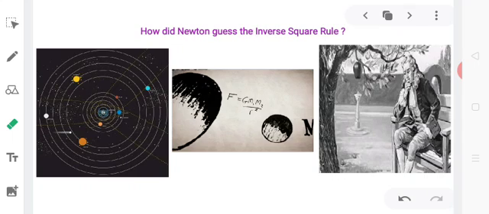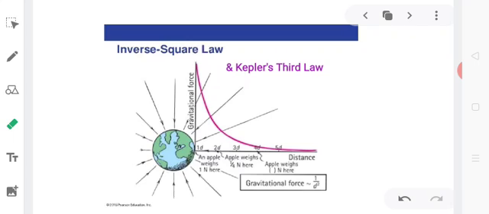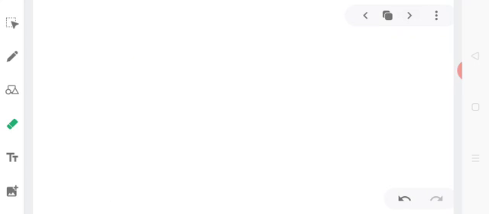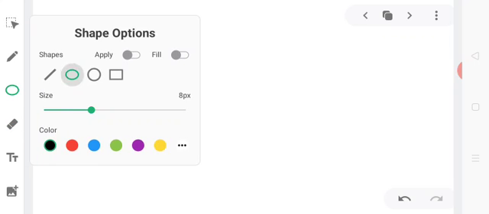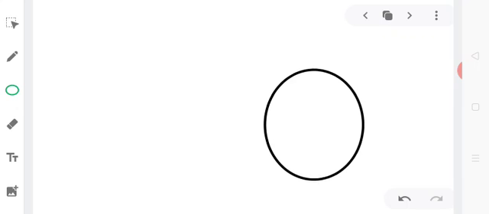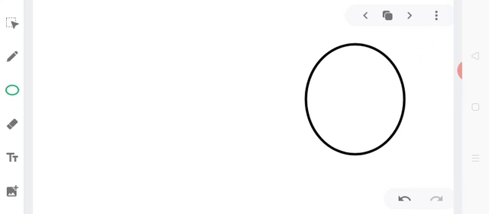How did Newton guess the inverse square rule? Let us see. The graph shows how the dependence can be depicted graphically for gravitational force and the square of the distance. So in order to understand this, let us first of all consider a planet in an orbit of radius r, in the center of which there is the Sun and there is the planet.